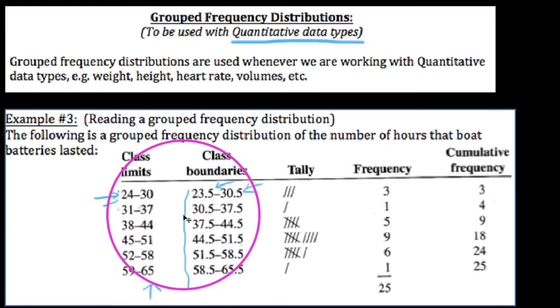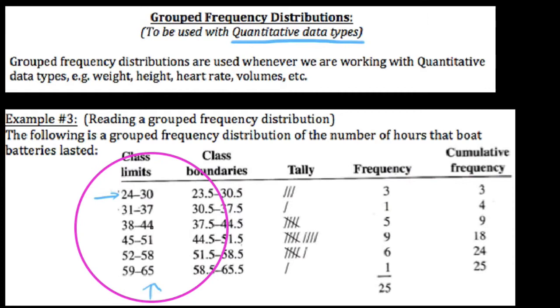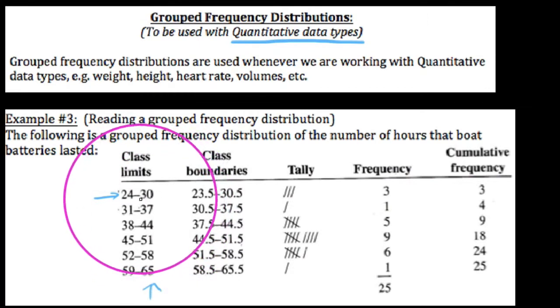So basically, to determine class boundaries, what we'll need to accept first is this: you'll be able to give me class boundaries if you can give me class limits first, okay? So the first thing we typically seek are class limits.